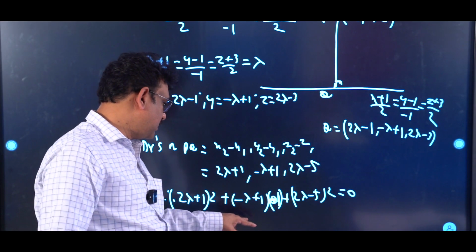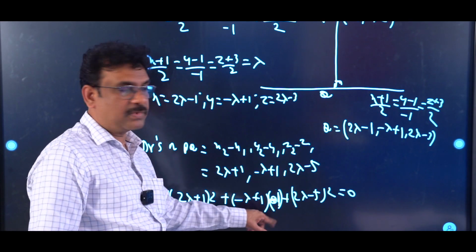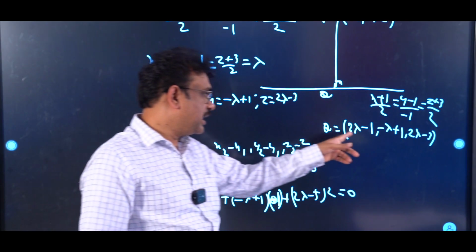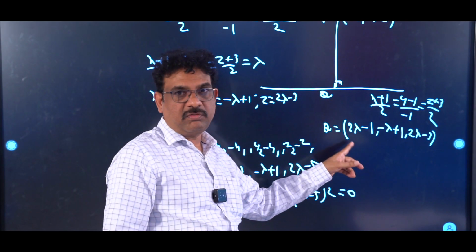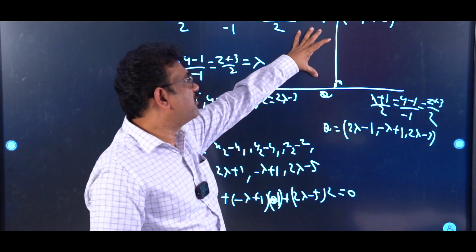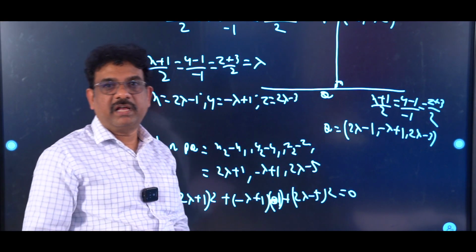So after simplification, we get lambda is equal to some constant. On substituting lambda here, we get the coordinates of q. Now you can find the distance PQ. That is the required value.